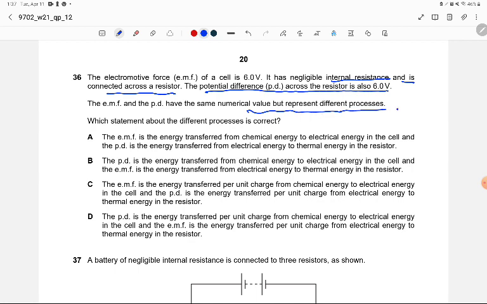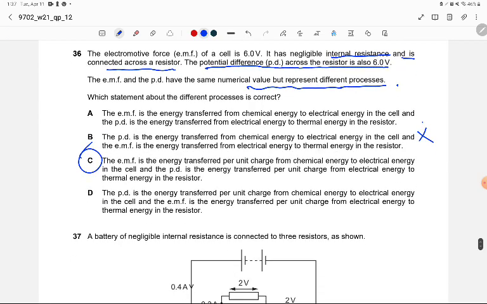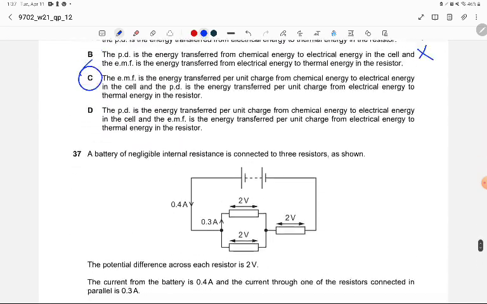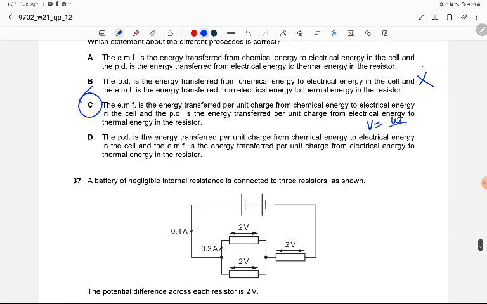The EMF is the energy transfer from chemical to electrical energy in the cell. And the PD is the energy transfer from electrical energy to thermal energy in the resistor. That could be true. The PD is the energy transfer from chemical to electrical. No, that is wrong. The EMF is the energy transfer per unit charge. Okay, that makes more sense. From chemical energy to electrical energy, and the PD is the energy transferred per unit charge from electrical energy to, this is the absolute answer. So that is obviously per unit charge, because we know V is actually equal to W over Q. So work done or energy change per unit charge.